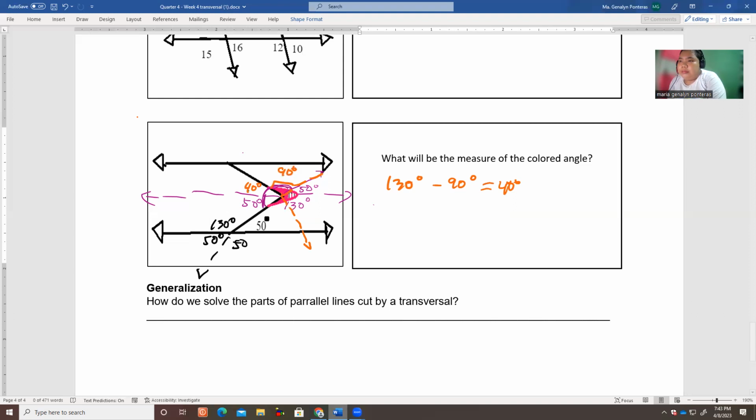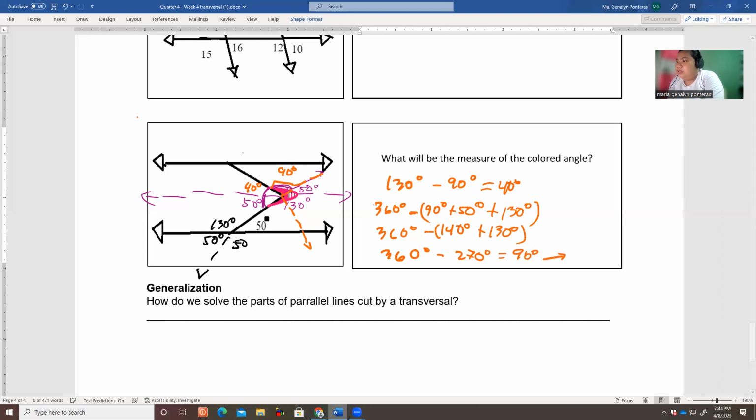90. So if we have 360 minus 90 plus 50 plus 130, that would be 360 minus 140. 140 plus 130. So 360 minus 270. So 90. So no color.